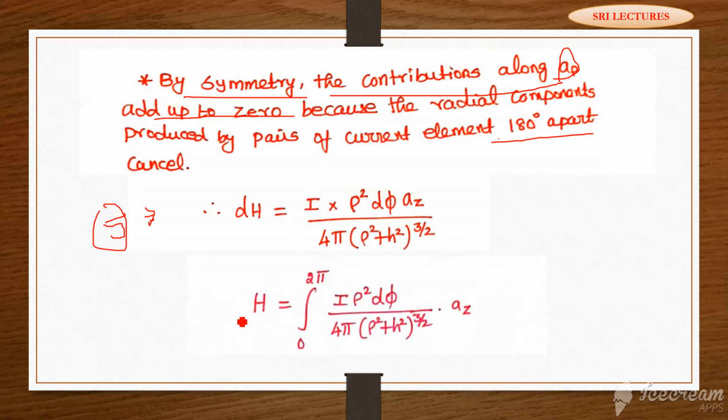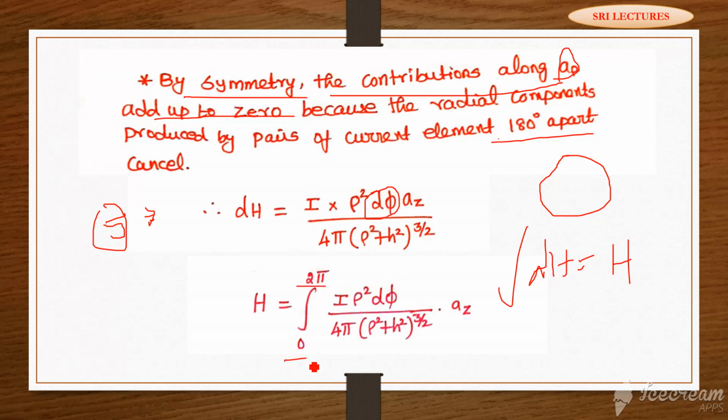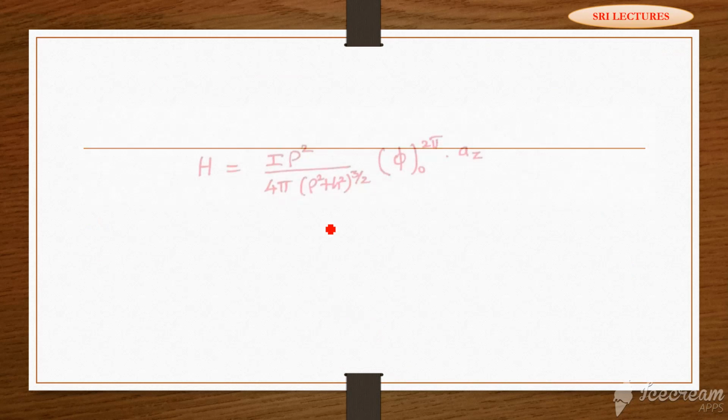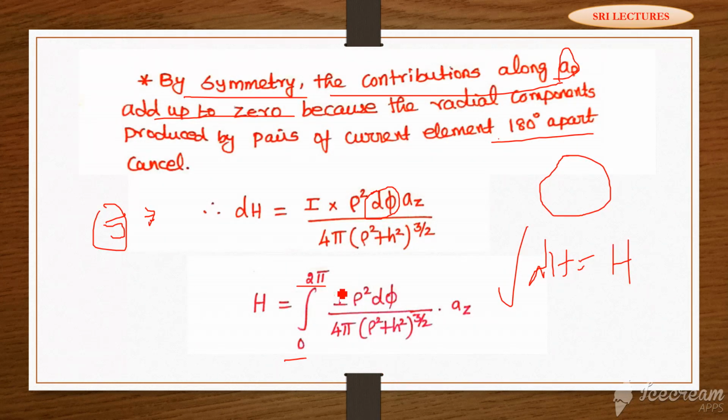So now h can be found by simply integrating dh, as we all know. H is equal to the integral of this term. The differential integrated term is d phi, whose minimum value is 0 and maximum value is 2 pi, since it is a circular rotation. Simply substitute the limit and take the constant terms outside. Here I is constant, rho squared is constant, 4 pi is constant, and rho squared plus h squared whole power 3 by 2 is constant.